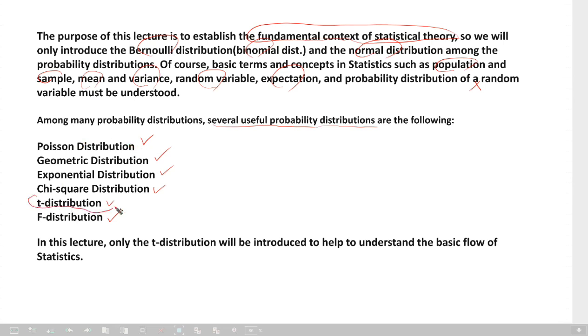I will talk about the T distribution later in order to help you understand the basic flow of statistics. Okay? I am emphasizing that you have to get the frame of statistics. Next time, I'm going to explain the sample and the theoretical sample. That is very, very important for you, I think. So coming soon, later. Okay?